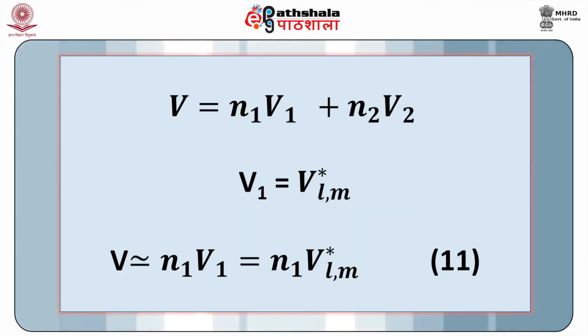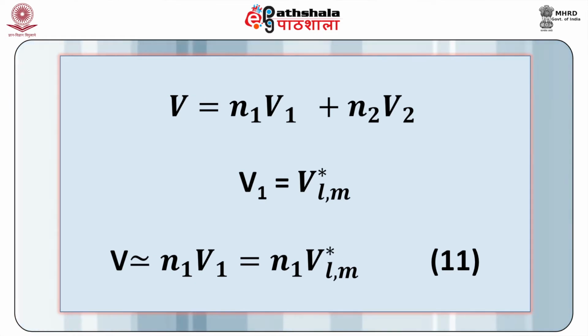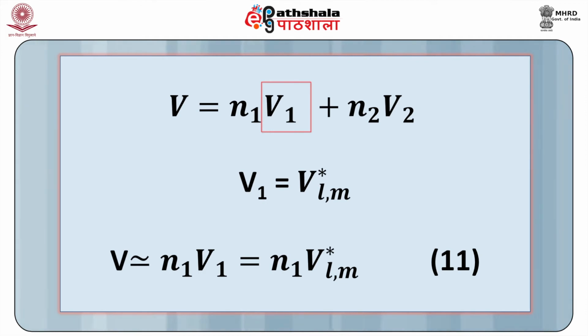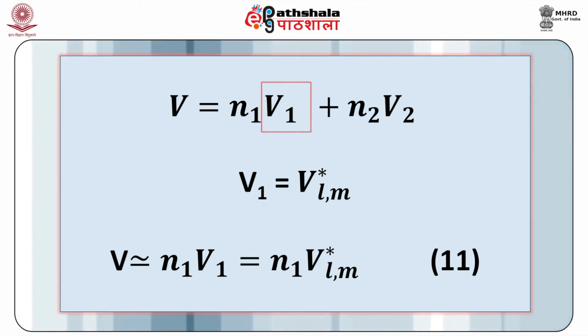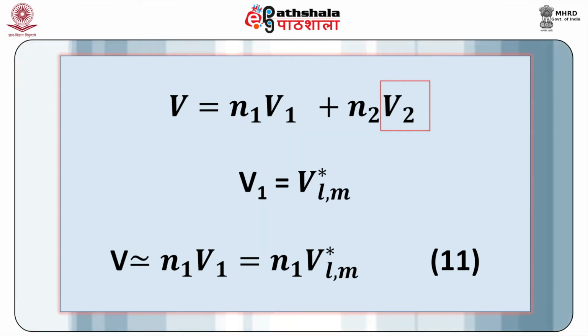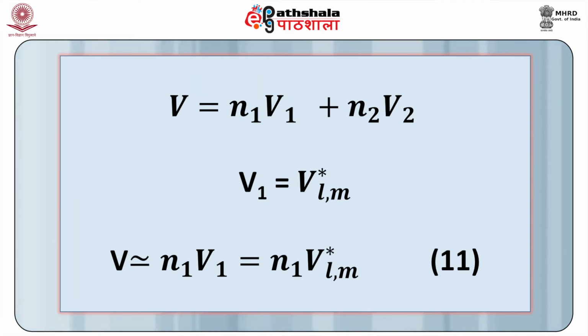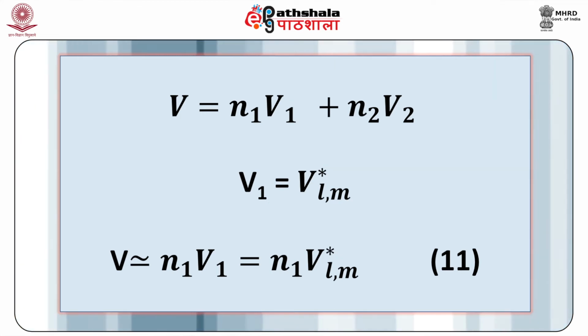3. For a solution, the total volume V can be written in terms of the partial molar volumes following the additivity rule as V equals N1 V1 plus N2 V2, where V1 is the partial molar volume of the solvent and V2 is the partial molar volume of the solute. Thus, for a dilute solution, we can make the following assumptions. 1.